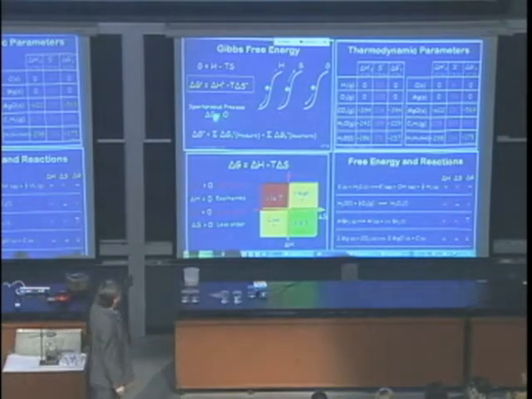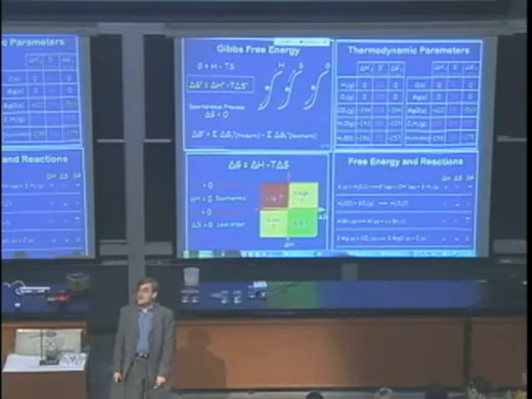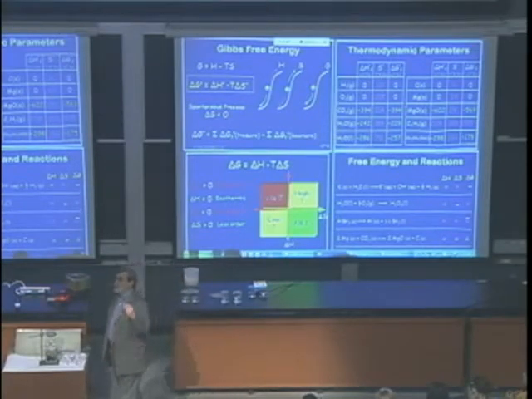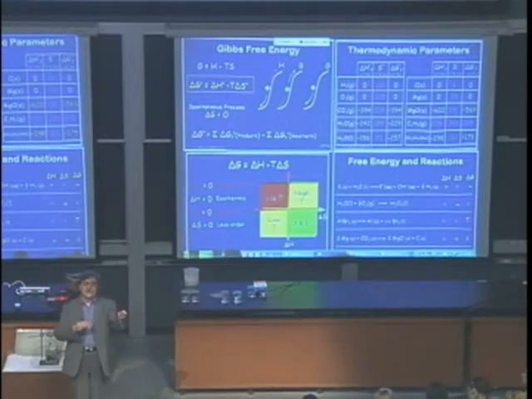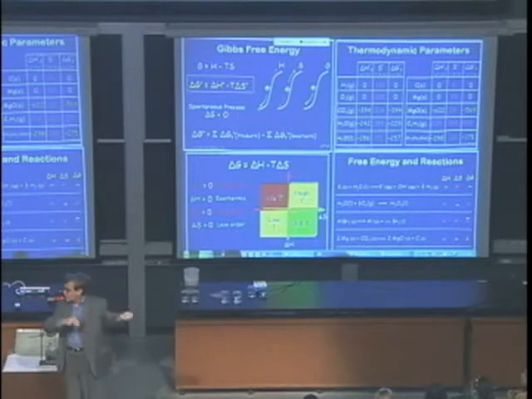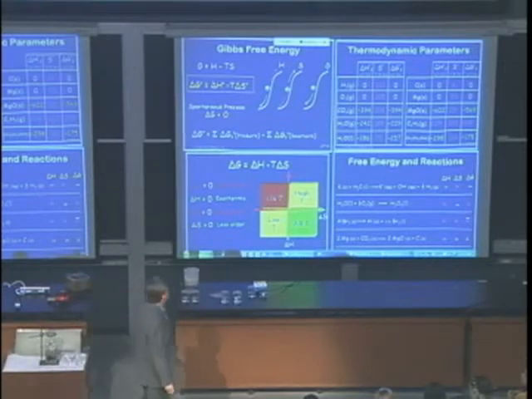If it is equal to zero, then we have it in equilibrium. So the universe doesn't care if you have products or reactants. Products and reactants are in perfect equilibrium with each other, and we're going to talk about this today.